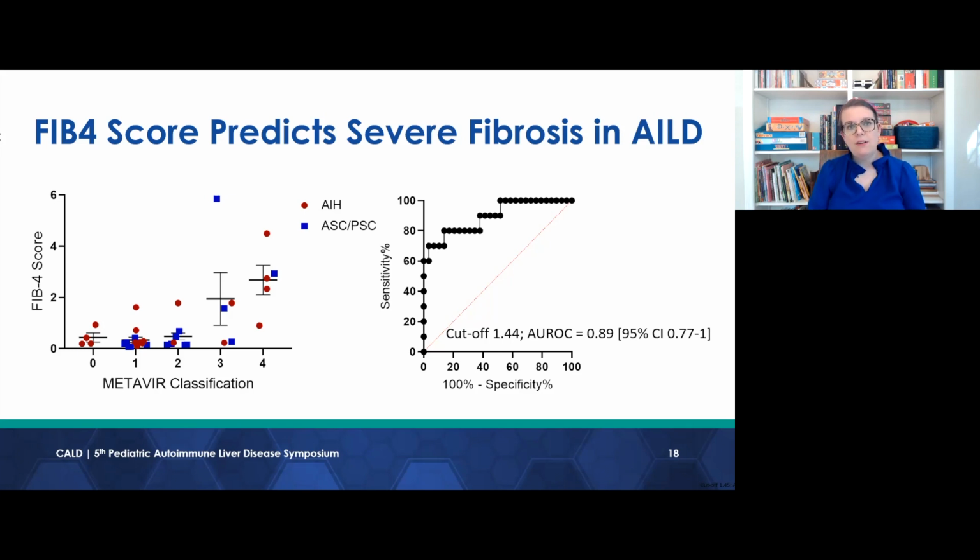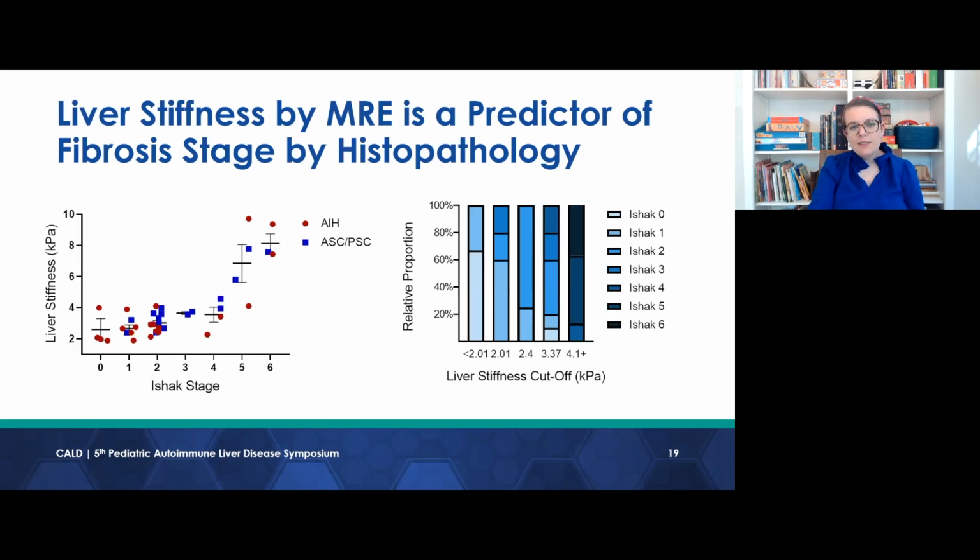What's important about this, though, is that they're only able to designate severe fibrosis, but they weren't able to help differentiate very well at lower stages of fibrosis, or whether it correlates with an Ishak of 1 or an Ishak of 4. It's just an overall viewpoint. And so this is where the use of MRI comes in. This is liver stiffness by MRE. It's a predictor of fibrosis stage by histopathology.